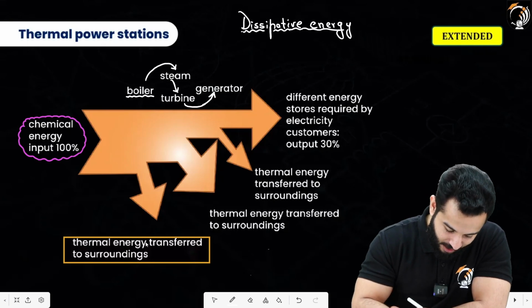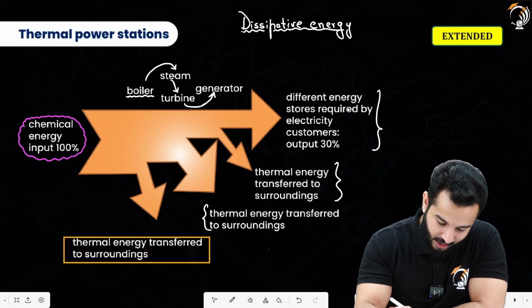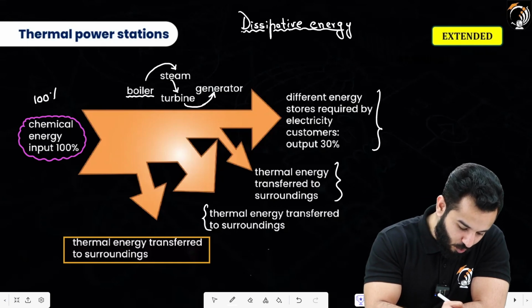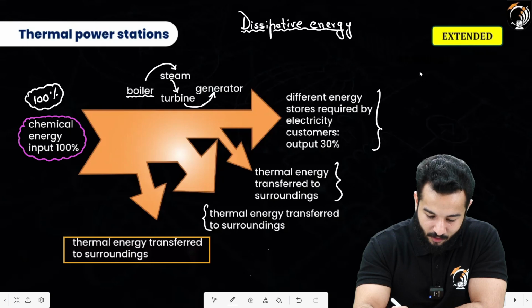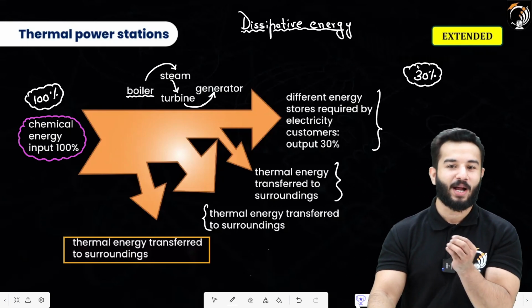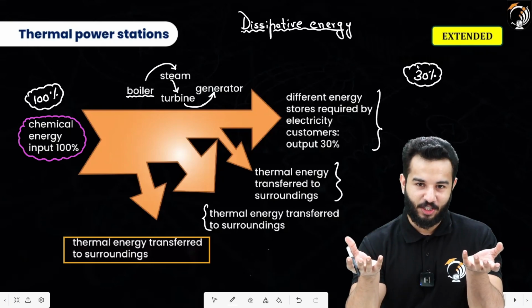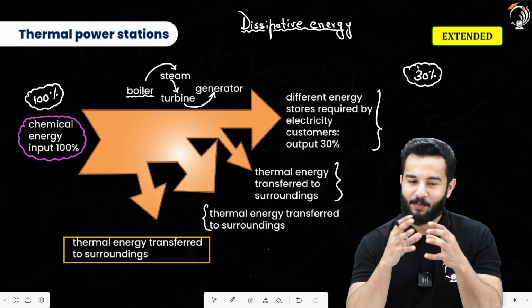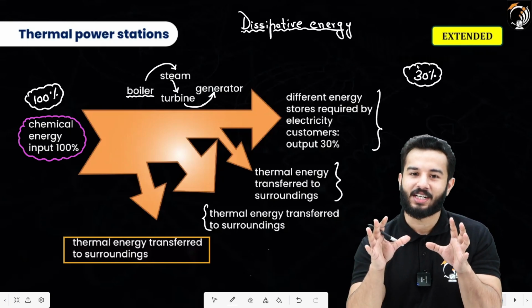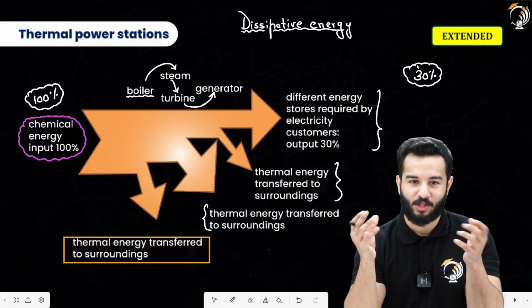But if you add all these energies together, they should come out to be 100%. This is what is known as conservation of energy. But the useful energy that we have got is just 30%, which we can also call its efficiency. The efficiency of this particular thermal power plant is only 30%. So if you are giving 100 joules of chemical energy as input, the output of electrical energy is just 30 joules. The rest, 70 joules of energy, got dissipated into some other form, right?